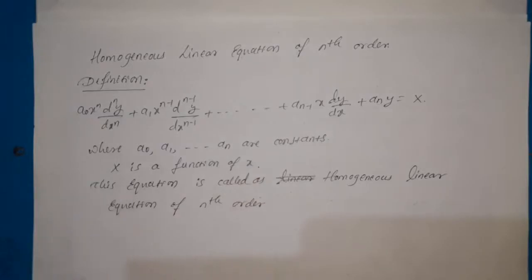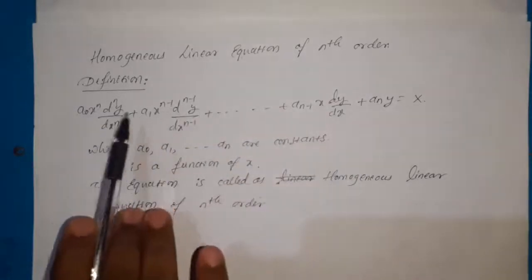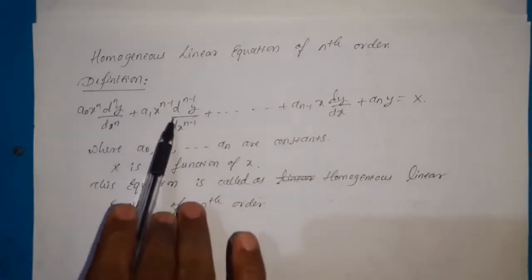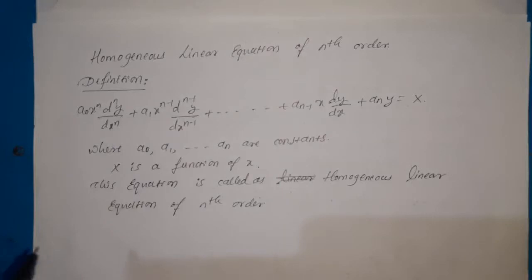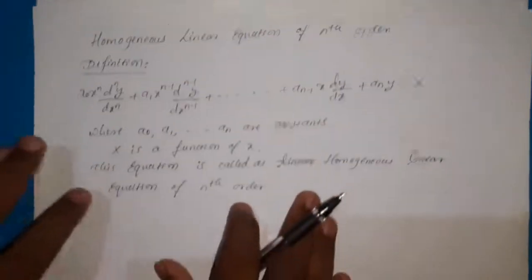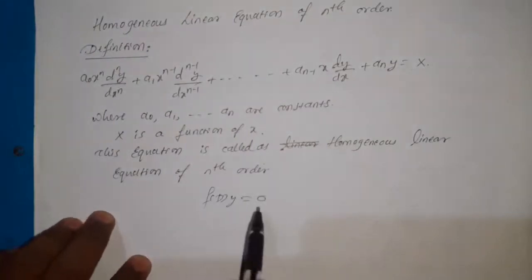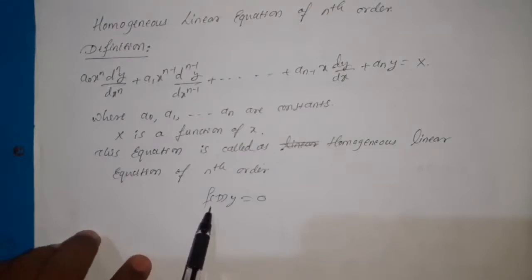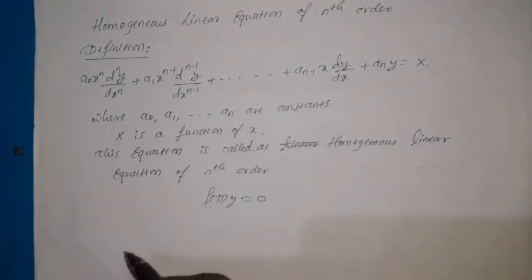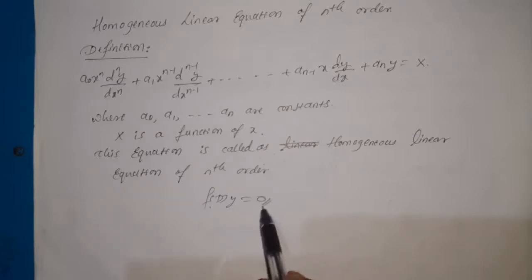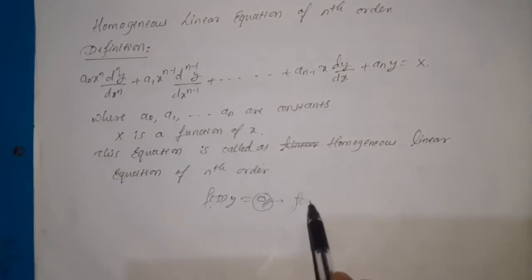So to solve this homogeneous linear equation, first we need to reduce this equation to a linear equation with constant coefficients, that is of the form f of D into y is equal to 0, right? So f of D means any function or any equation in D. So for that we need to write the auxiliary equation, then find the roots of that equation, then write the corresponding complementary function. That will be the complete solution if RHS is 0. If it is other than 0, if it is any function of x, then we need to find the particular integral.